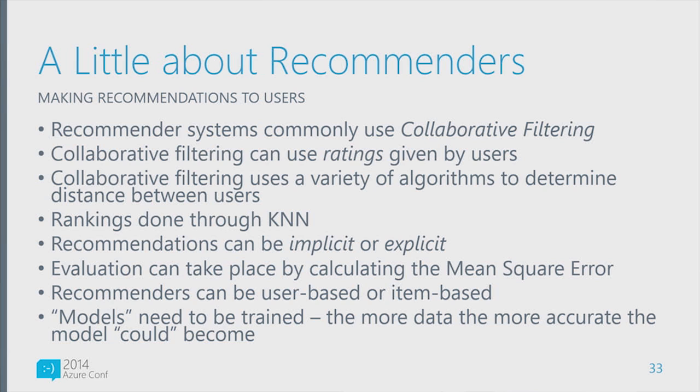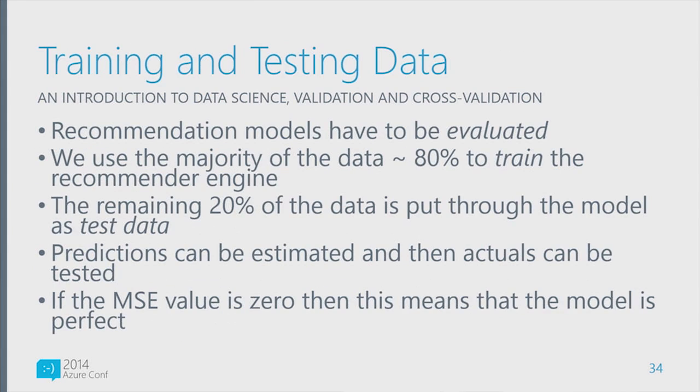I think the underlying point here is that we train these models, and the more data we have, the more accurate these models could be. And we have this idea of training and test data. The recommendation models have to be evaluated, and we use the majority of the data, maybe 80% or so, to train this model, and we leave the remaining 20%, which is called the test data.